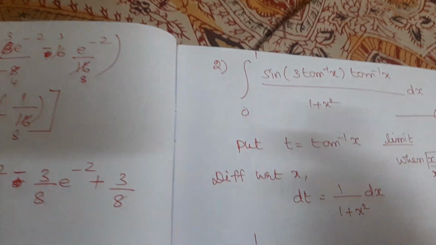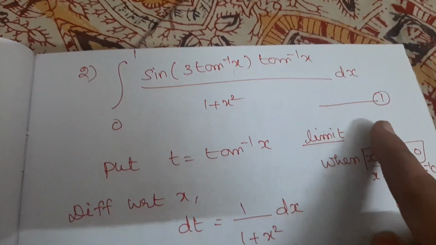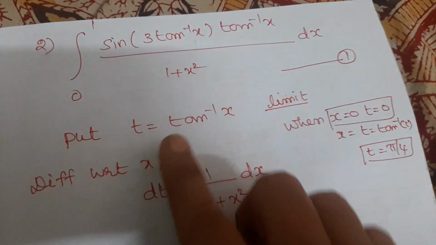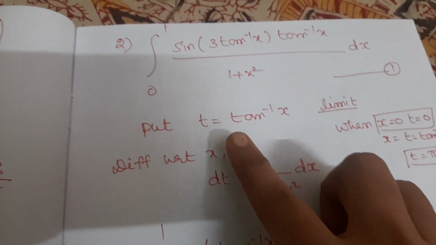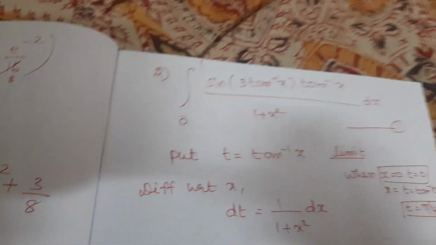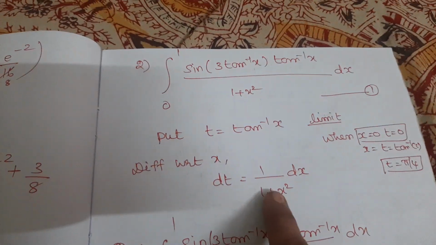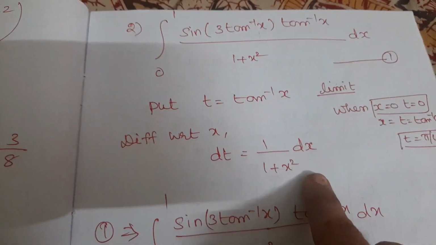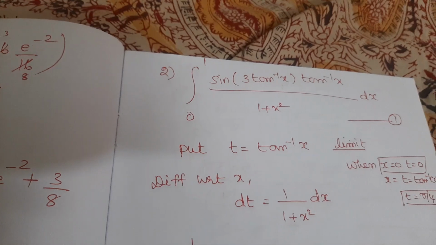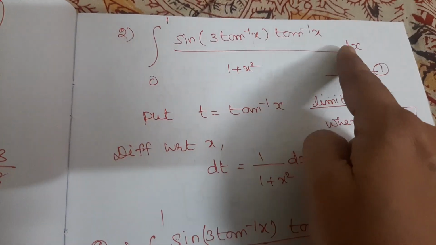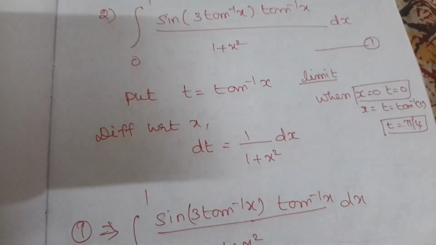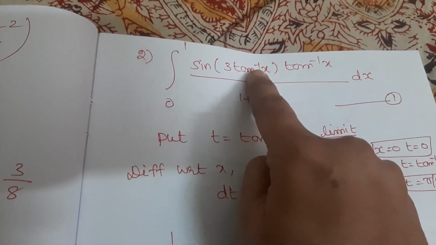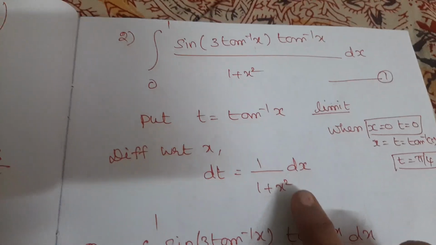Now just look at this question. This is not in the format of u dv. So I want to take tan inverse of x is equal to t. Now if t is equal to tan inverse of x, then dt will be equal to the differentiation of tan inverse of x, which is 1 by 1 plus x square into dx. So this dx by 1 plus x square I can take as dt.